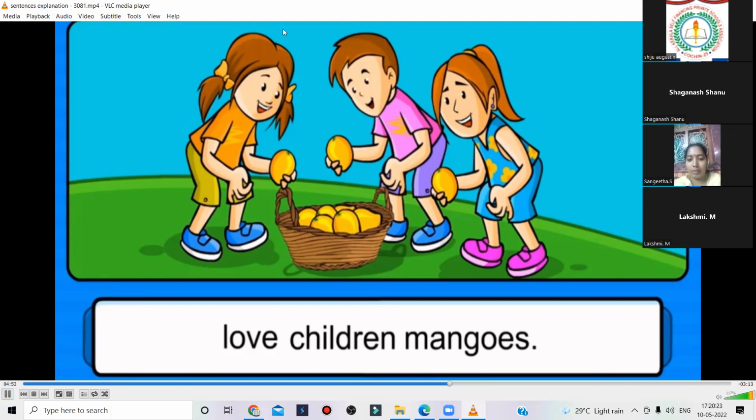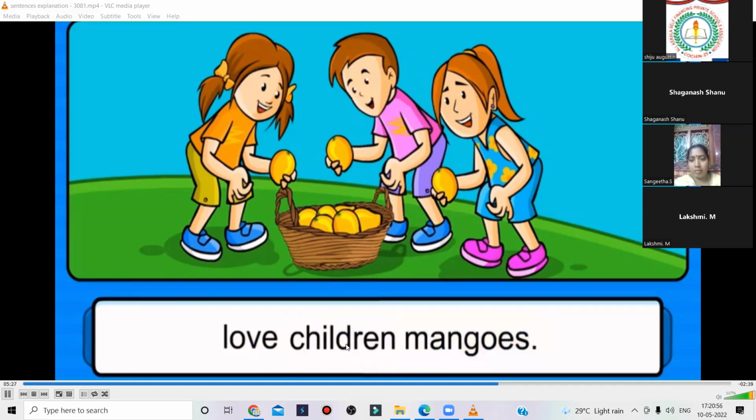Yes, very good. How did you make this sentence? Children is the subject, love is the verb, and mangoes are the object or the predicate part. Okay, so you studied how to form the sentence. Now it is clear. Now we all know this. This is very simple, basic level. Love children mangoes. It sounds funny, isn't it?